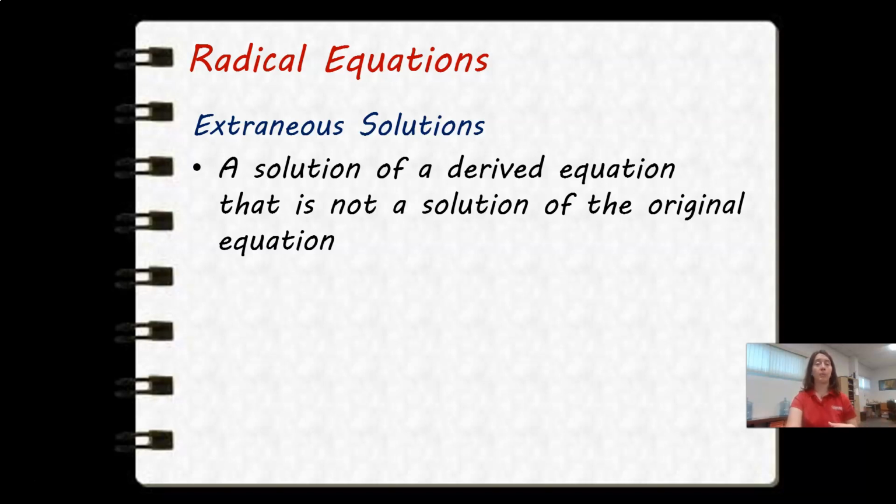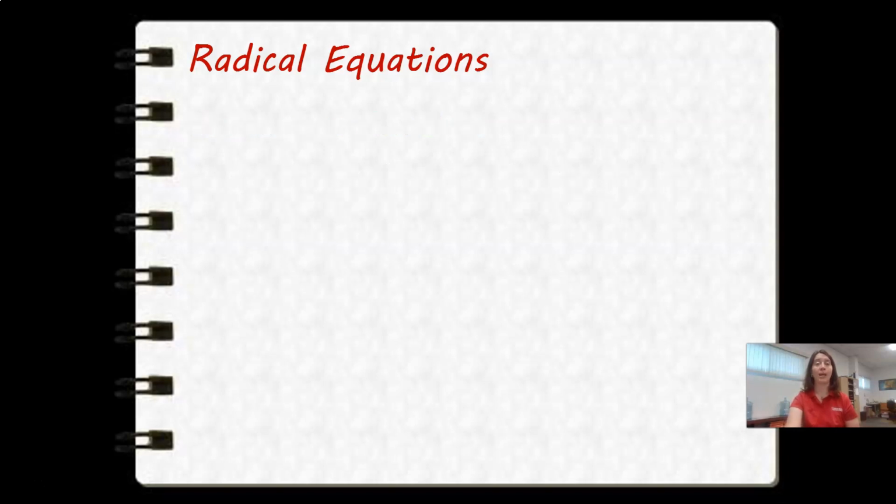As I'm working through the problem and I get an answer, I always want to check based on the original problem. Well, if the answer that I got is not actually working in the original problem, then it's called an extraneous solution. Let's go ahead and work through a few examples together so you can see how to correctly use our 4 steps to solve a radical equation.